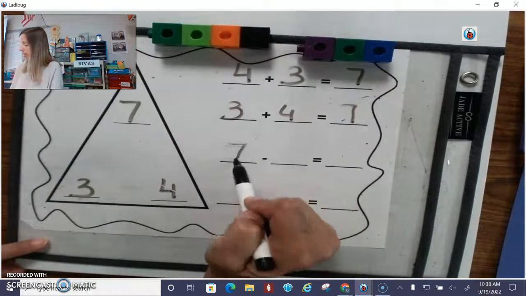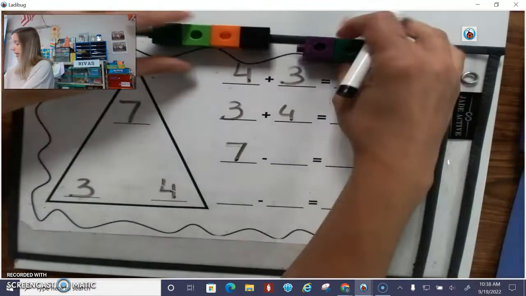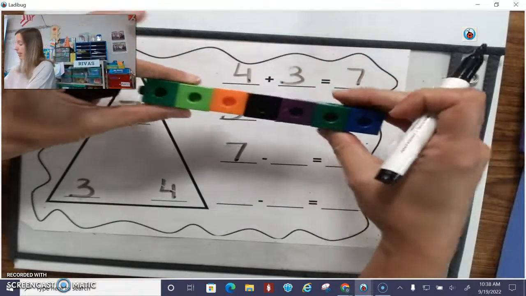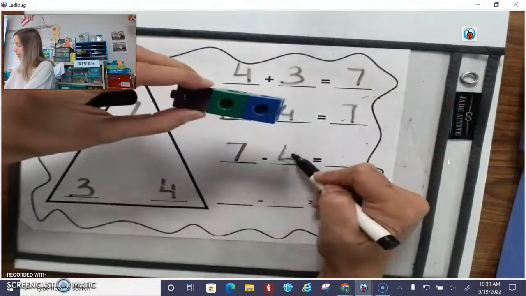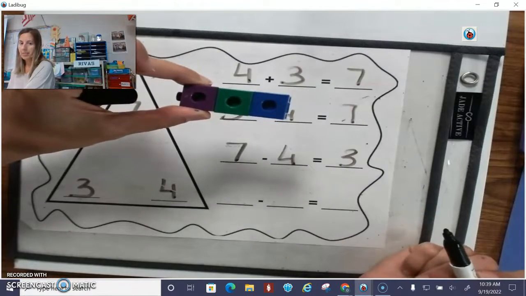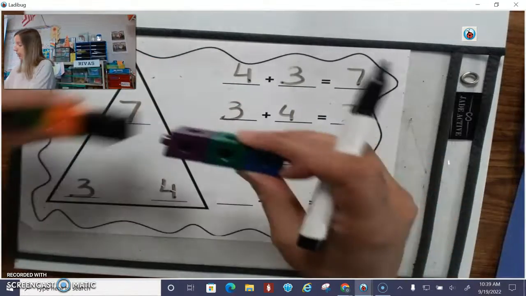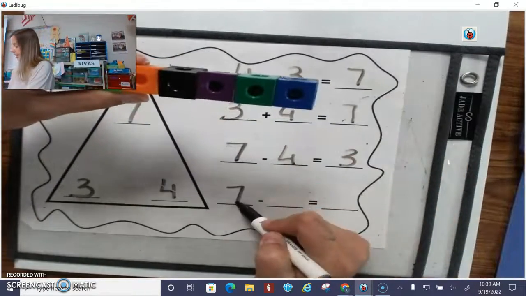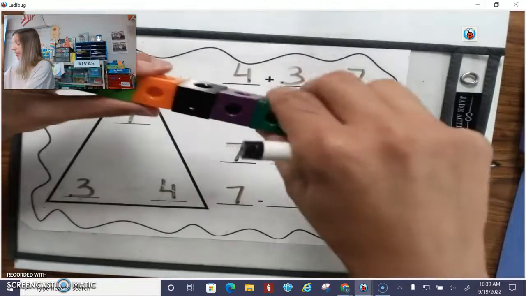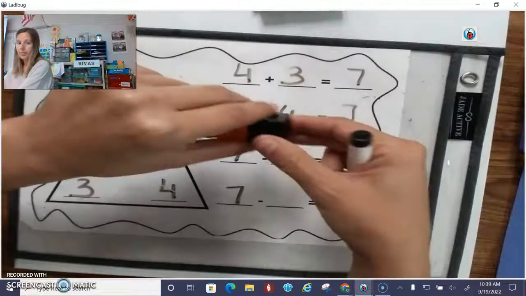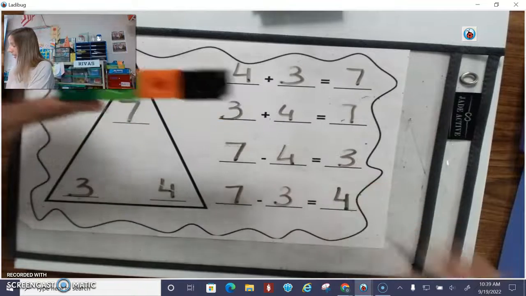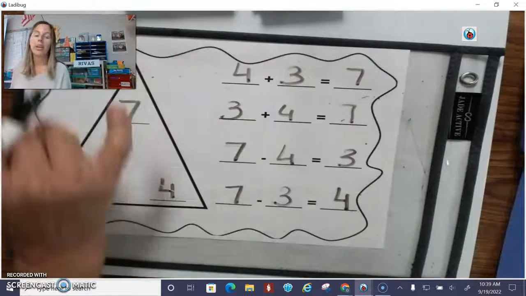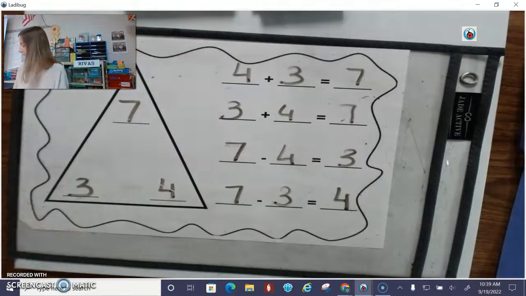Now I'm going to start with the big number, the 7. If I take 4 from 7, I'm going to have 3 left. But I can also do the opposite. If I have 7 and I take 3, I have 4 left. And this is how we do fact families. Why do we do this?